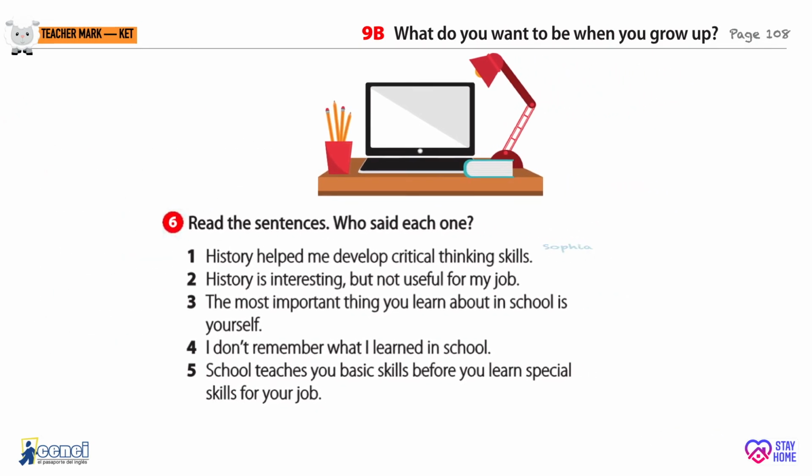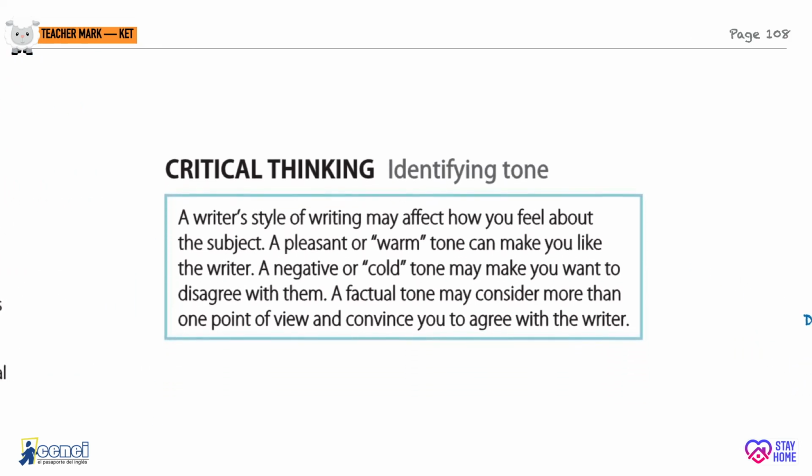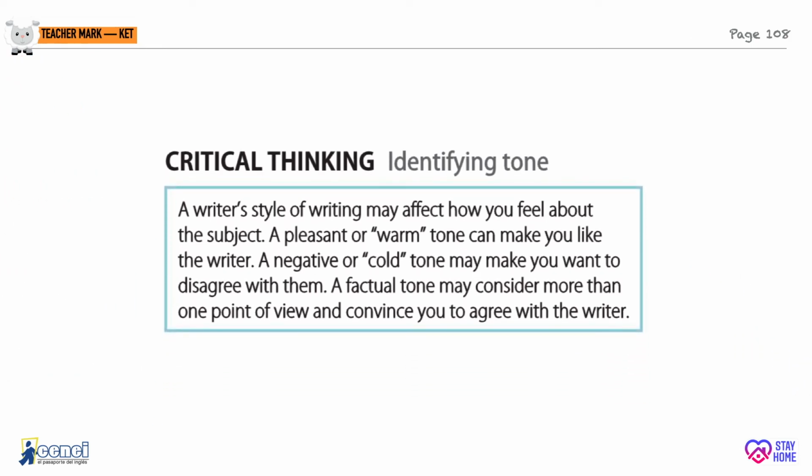And exercise 6. Here we have the different people, okay? Let's move on to critical thinking. Let's just read it. A writer's style of writing may affect how you feel about the subject. A pleasant or warm tone can make you like the writer. A negative or cold tone may make you want to disagree with them. A factual tone may consider more than one point of view and convince you to agree with the writer.